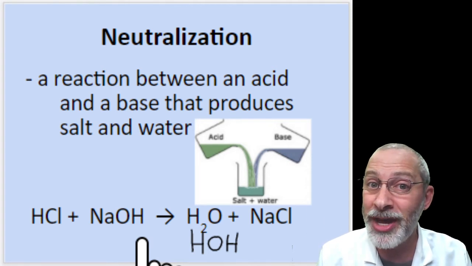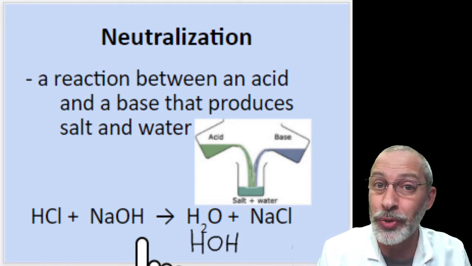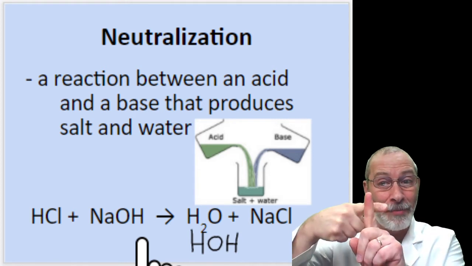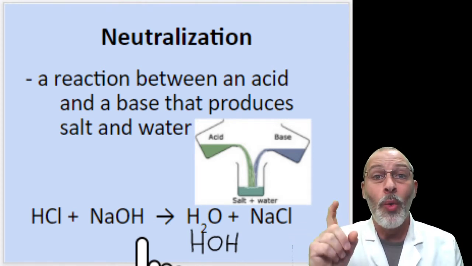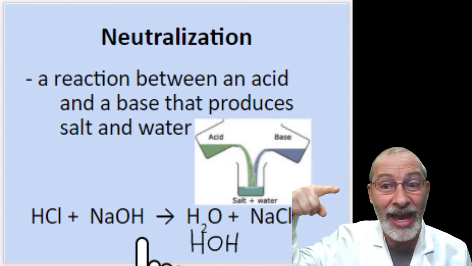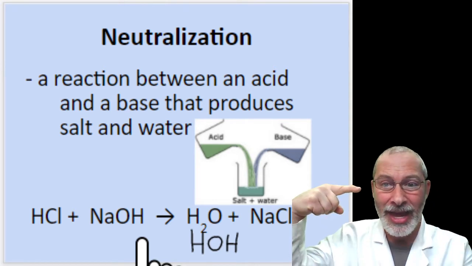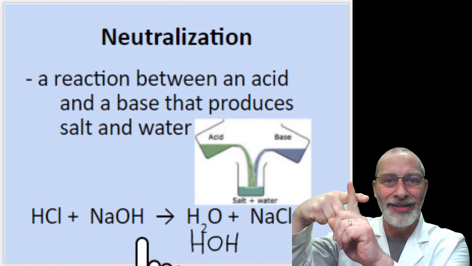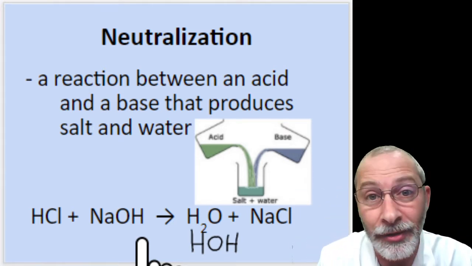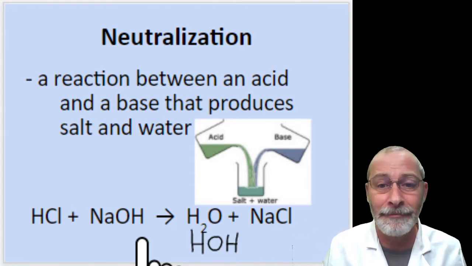Look up in your notes from yesterday. In solution, what does an acid produce? A positive hydrogen ion. A positive hydrogen ion. What do bases produce in solution? A negative hydroxide ion. And what happens when you put a positive and a negative together? True love. They go together.